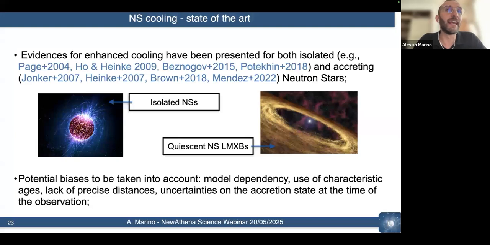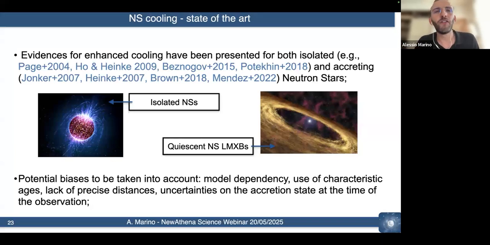There is the issue of the age and the distance of these neutron stars, which are typically not very well constrained. I told you before, if we use the characteristic age, for example, this cannot be considered a reliable estimate of the age of our neutron star. It is actually just an upper limit on their age. While for accreting neutron stars, there is always the issue that we cannot be 100% sure that the emission that we see from these systems is not coming from residual accretion instead of the surface of the neutron star.